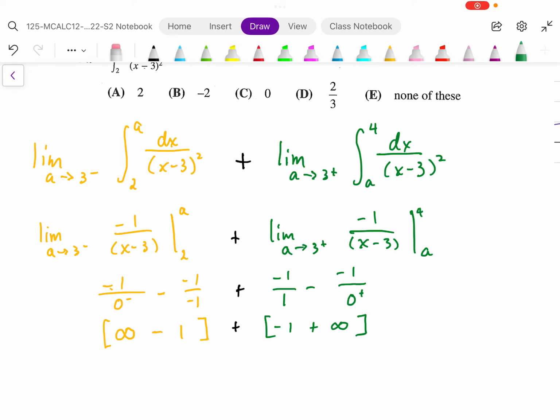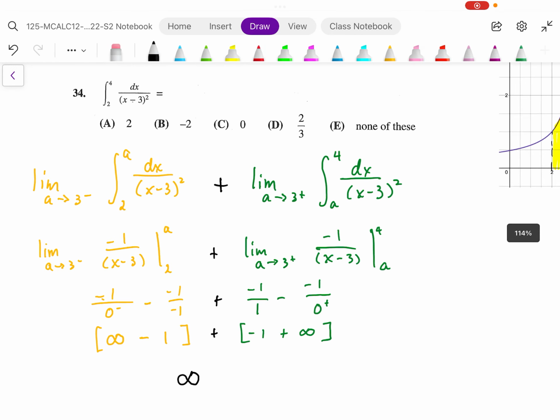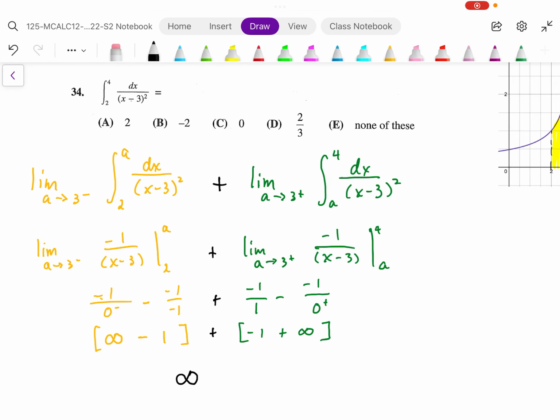So the unbounded area to the left is infinite. The unbounded area to the right is also infinite, because we should kind of expect that since it is symmetrical. So the net area is going to be infinite. So the answer in this case, the area of this, is going to be none of these.